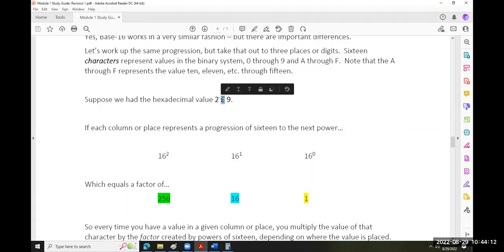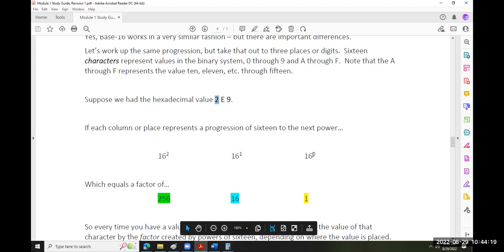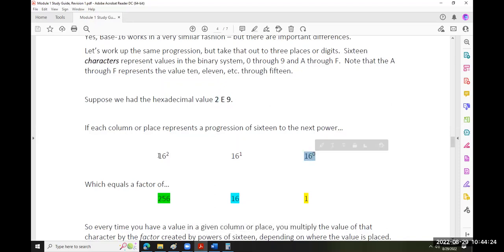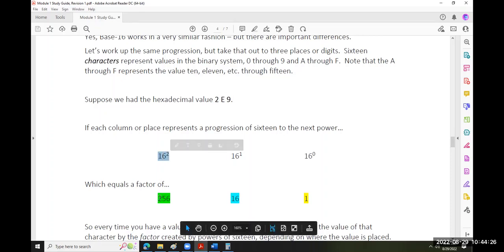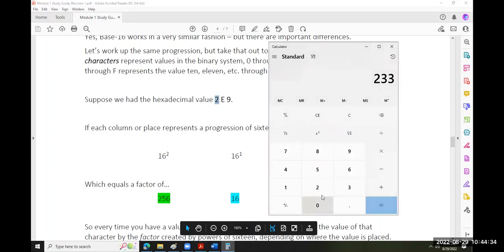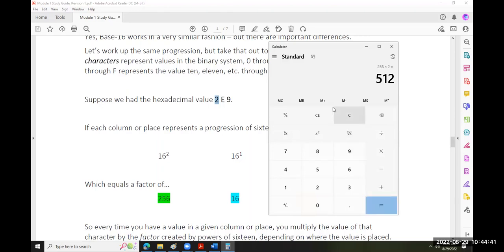Well, let's look at the third column. In the third column, I have the value of 2, but what's my base number in the third column? Well, this is 16 to the 0. This is 16 to the first power. This is 16 squared. What's 16 squared? 256. I have to take 256 and multiply it by what? 2. What's 256 times 2? 512. I'm going to add that to what's in memory already. Boom. Now I'm going to recall my memory: 745.